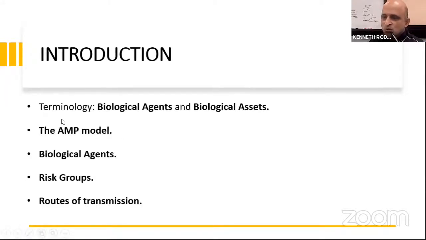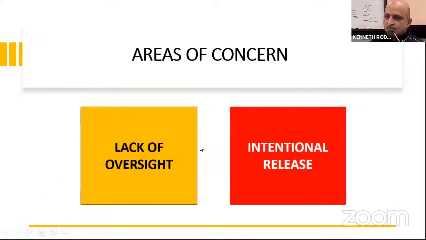We will then move on to what is known as the AMP model, which is basically risk assessment, risk mitigation, and performance assessment. I will introduce you to some of the biological agents, risk groups, and the routes of transmission. I will also delve into some aspects of biosafety and biosecurity during the course of this lecture.